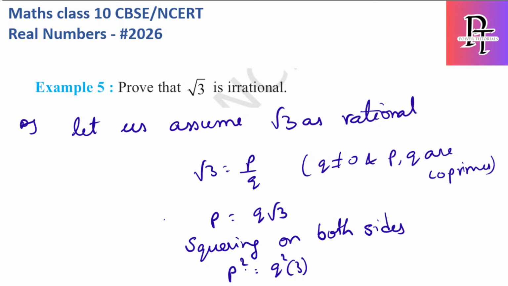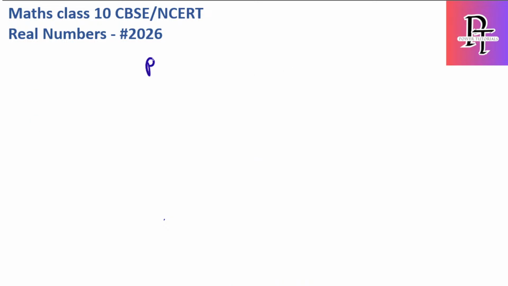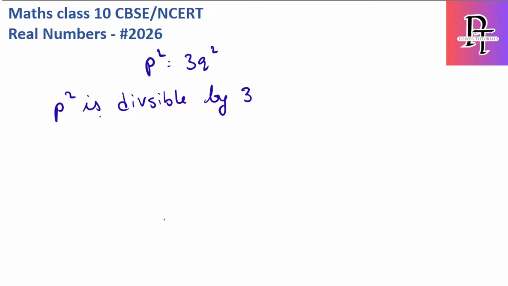Okay, so p square is equal to q square into 3. Then I can see p square is equal to 3q square. Now I can say that p square can be divided by 3. So I'll say p square is divisible by 3. If p square is divisible by 3, I can say that p is also divisible by 3.